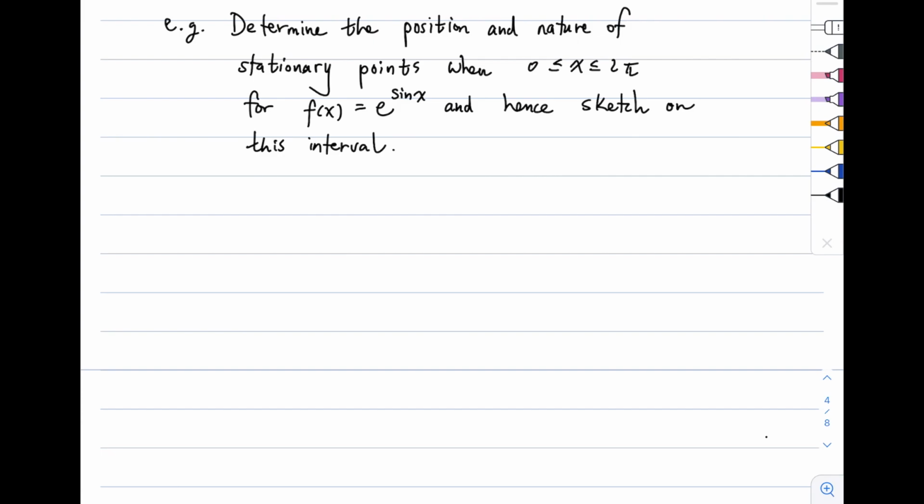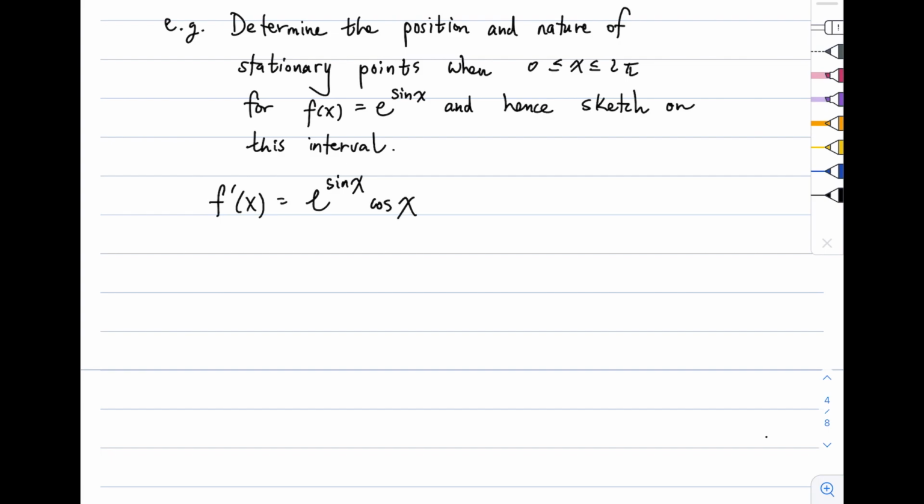The function's a little bit different though. So first thing we're going to do is find the derivative. Here what you need to know is the derivative of exponential functions. So here the derivative of e to the x is e to the x. So the derivative of e to the power of sine x is going to be e to the power of sine x multiplied by the derivative of the inside function. The derivative of sine x is just cosine x.